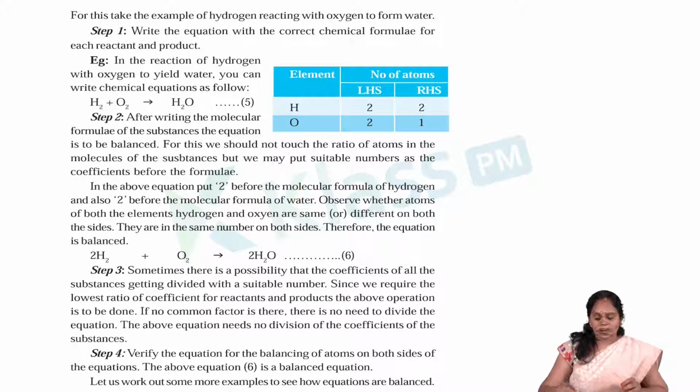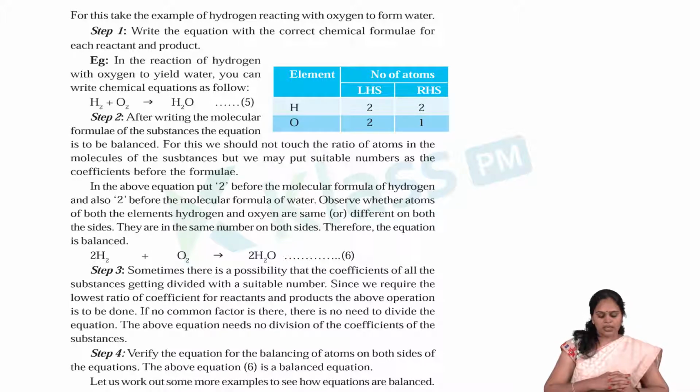See here in this table, that is elements. What are the elements involved in the reaction? That is hydrogen and oxygen. Number of atoms in the left hand side, number of atoms in the right hand side. In the left hand side, 2 hydrogens and 2 oxygens. In the right hand side, we have 2 hydrogens but only 1 oxygen. Let us make a note of it in the table.